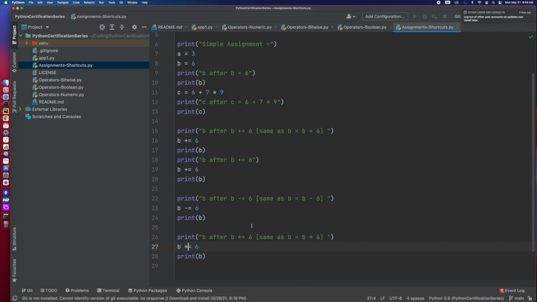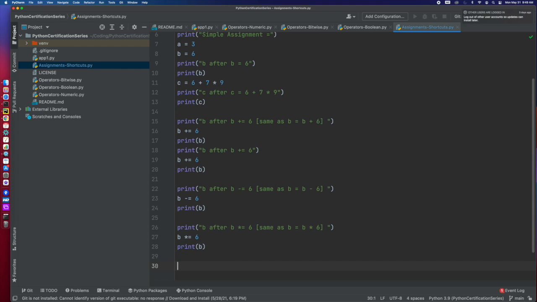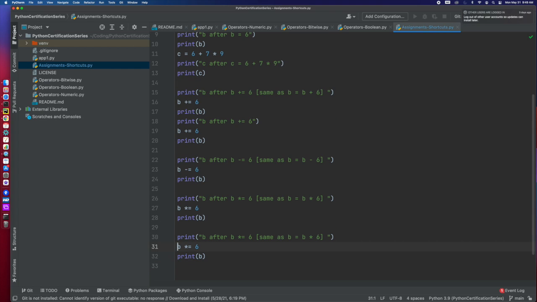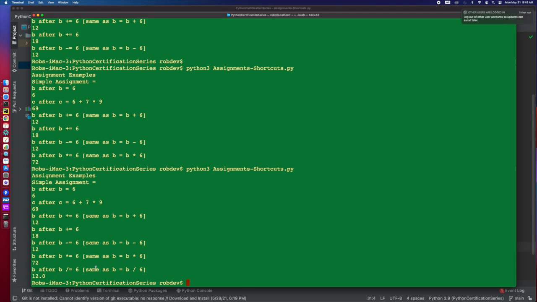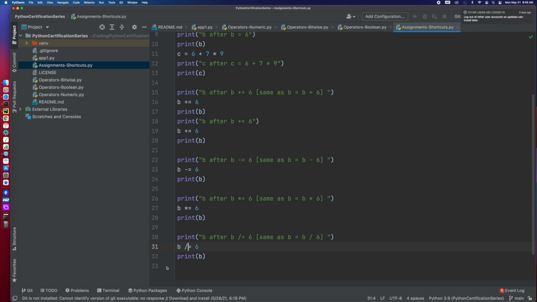And we can also do a times equals, we can do a divided equals. So now we're going to get back to where we were. Now notice again that because we're doing a division, it's going to give us a double at this point, unless we tell it not to.